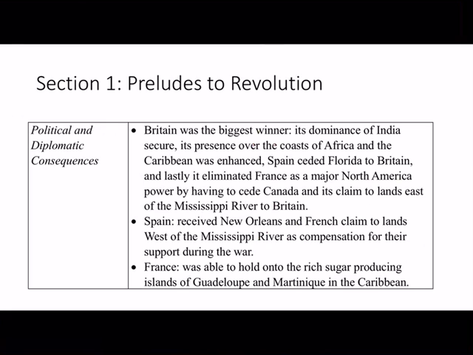And then lastly, France was most definitely the biggest loser of the French and Indian War, by having to cede Canada and its claims to lands east of the Mississippi River to Britain, and then New Orleans and west of the Mississippi River to Spain as compensation for their support. However, they are able to hold on to the rich sugar-producing islands of Guadeloupe and Martinique in the Caribbean.